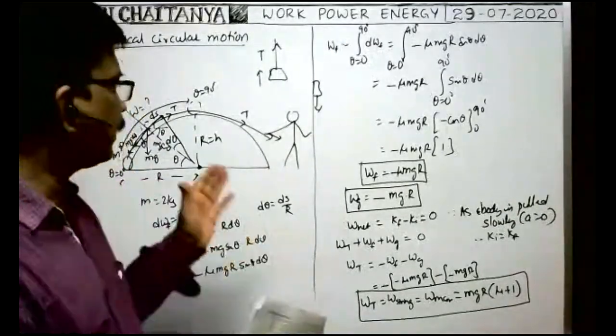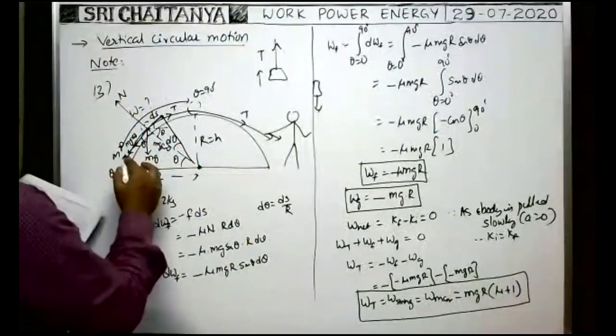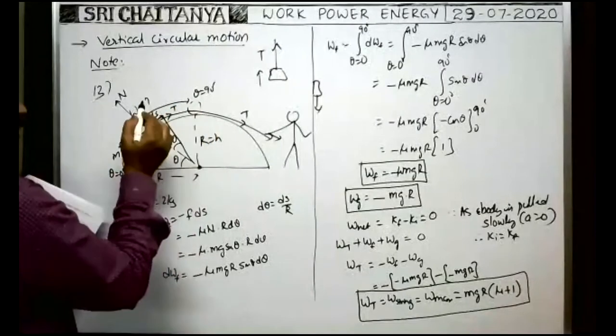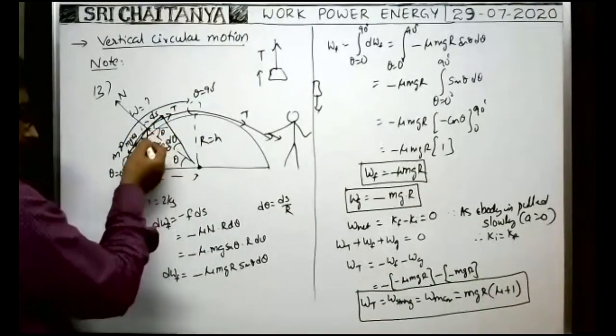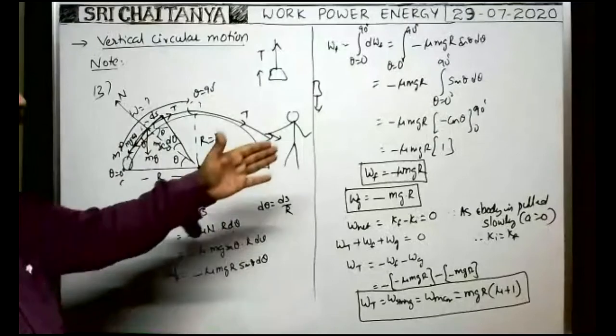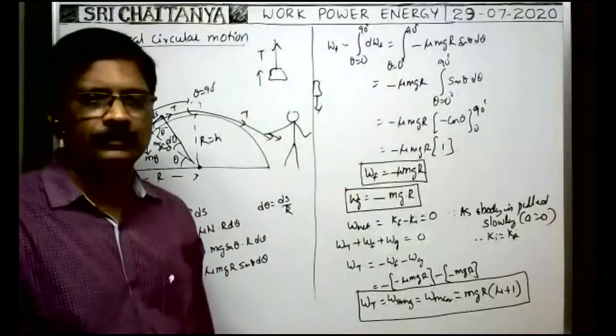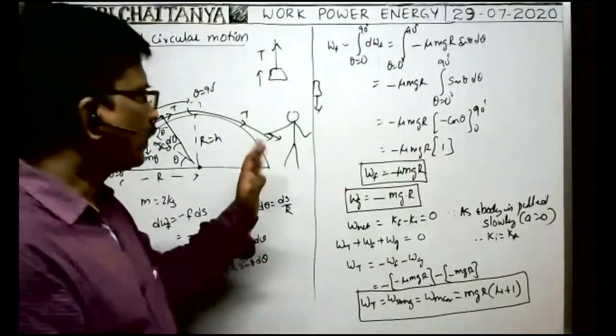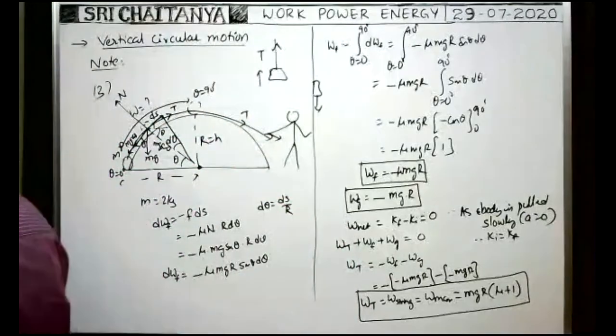Work done by friction is negative here, because whenever the body is moving in this direction, friction opposes the motion of the body in the opposite direction. That's why the work done by friction we got is negative. Right, so this is one more case.